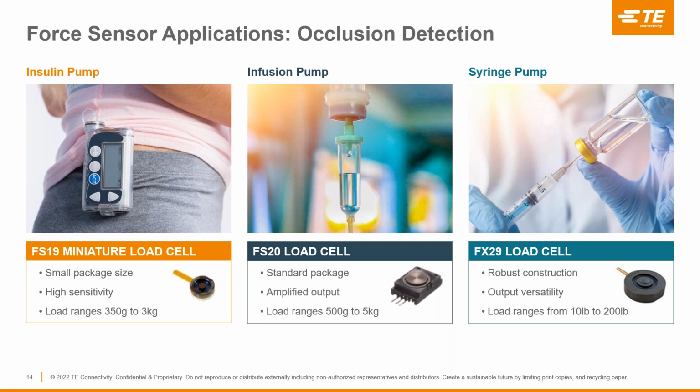For syringe pumps, we have the FX29 load cell, and it has a robust construction, and it has various output options such as millivolt output, amplified, and digital outputs. FX29 has a wide load range from 10 pounds to 200 pounds. So you can see with a diverse product portfolio, TE offers a wide range of force sensors that can meet the most challenging medical pump applications.